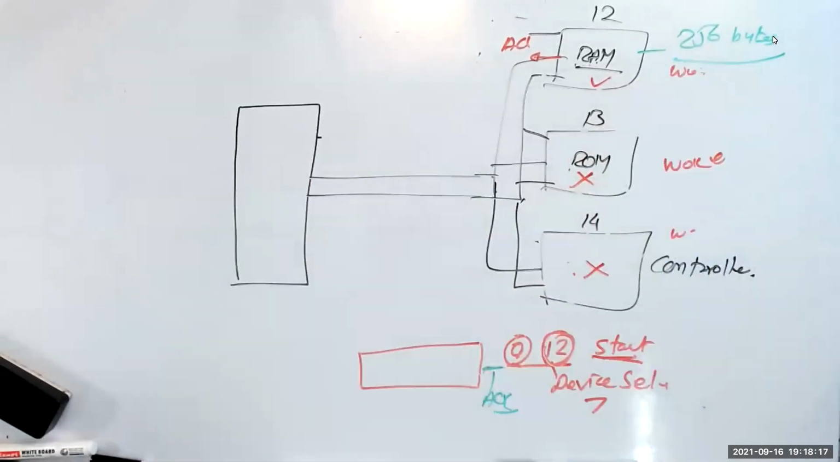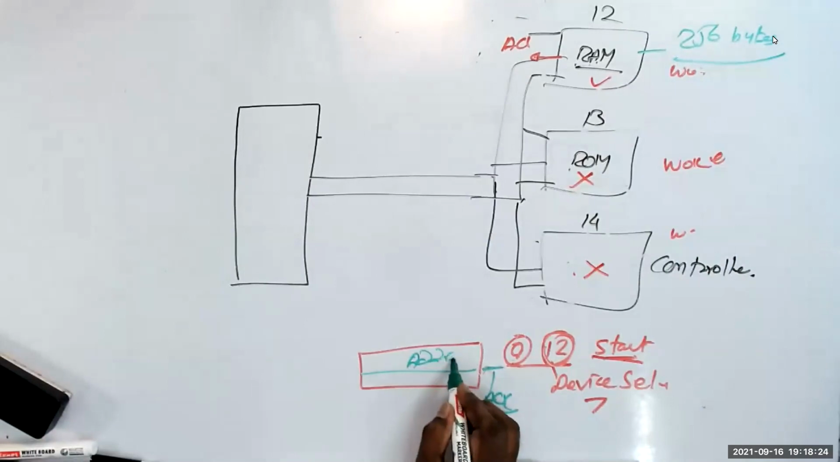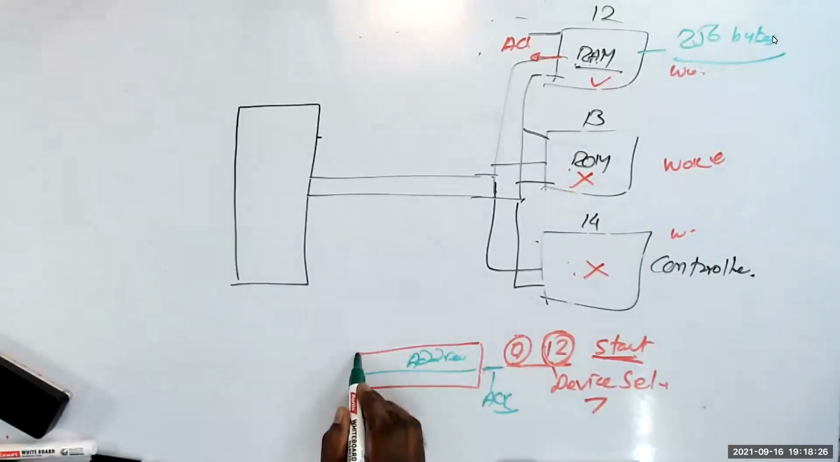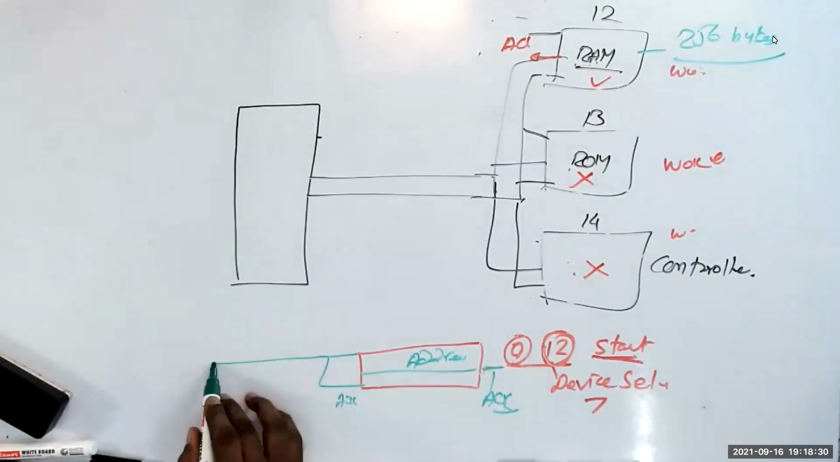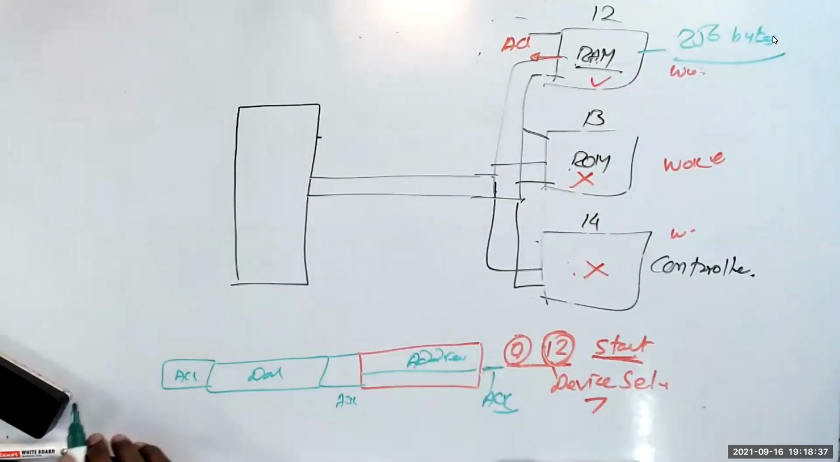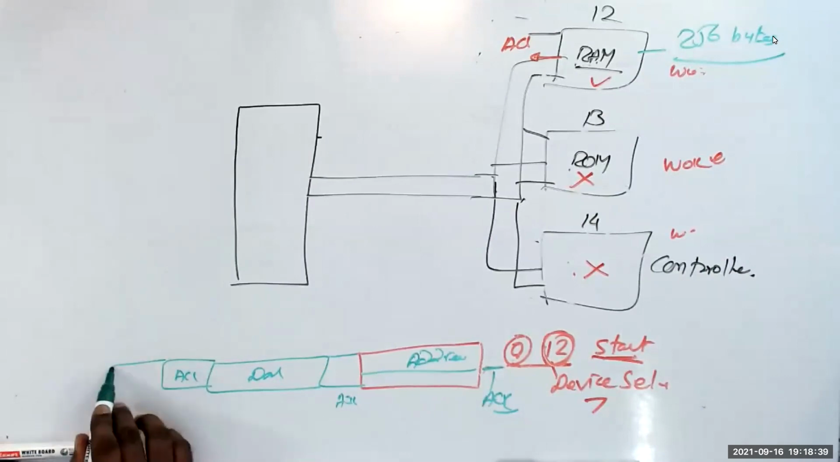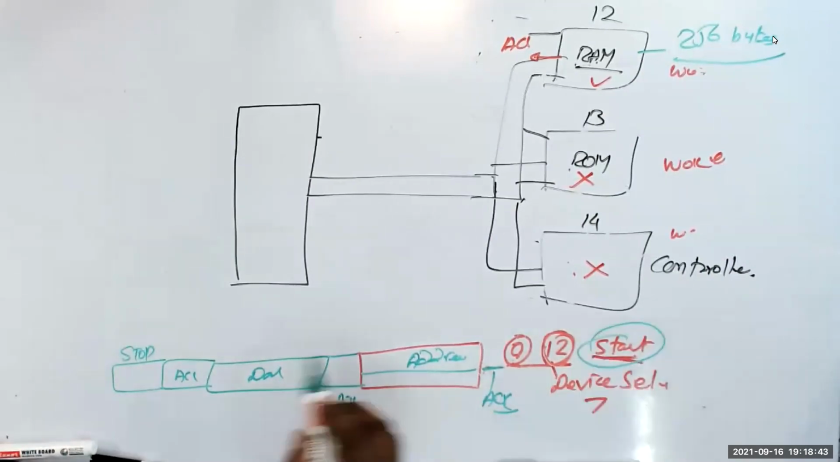How many bytes? 256 bytes. Our next 8 bits will be address. Then slave will send acknowledgement. Then I will send data, 8 bit. Then slave will send acknowledgement. Understood. Then I will send the stop. So I start, I stop.